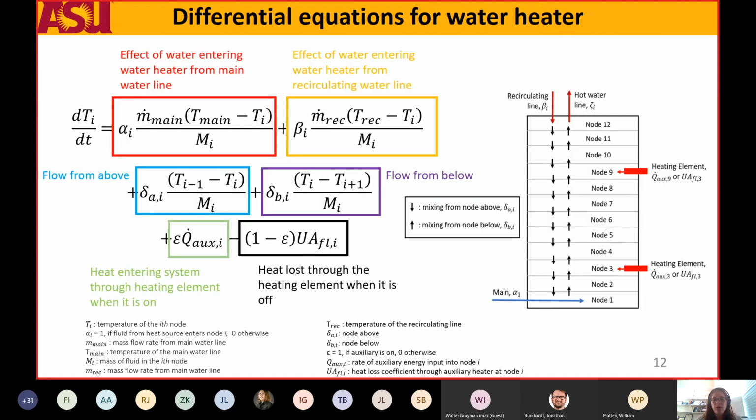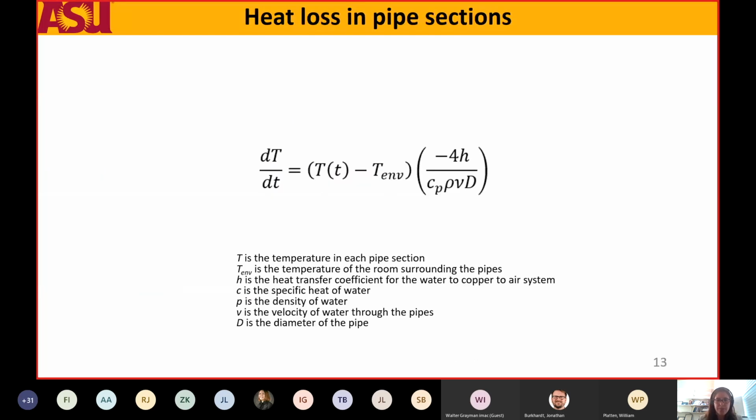We separated the water heater into a series of nodes, which we were then able to model heat transfer into and out of according to when a heating element in the water heater is on or off. So, that is accounted for throughout the model, and water coming into the main line is accounted for, and temperature is tracked throughout the system.